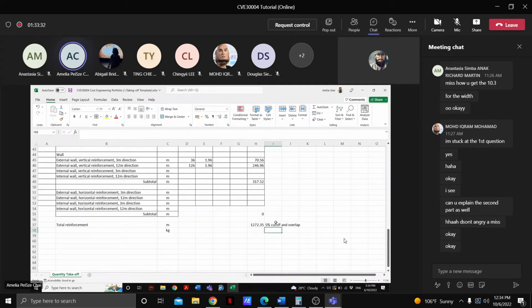Then convert this to kg. So the unit is how much? 1.577 kg per meter, equals 1.577 multiplied by this one. So you can convert it into tonnes, divided by 1,000, right? Kg to tonne is 1,000.